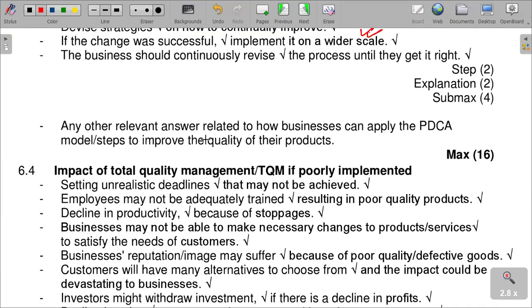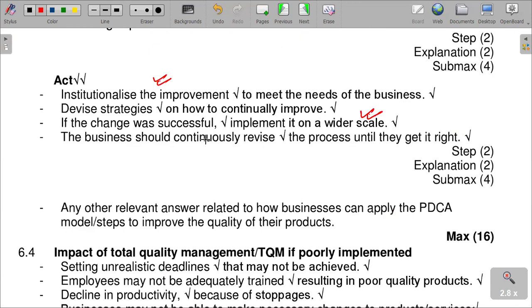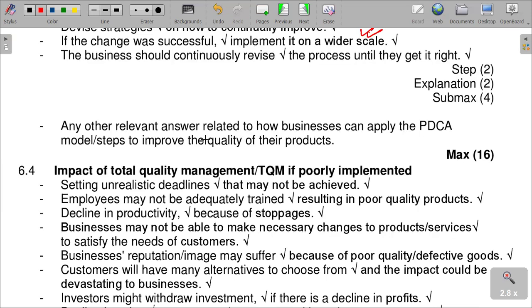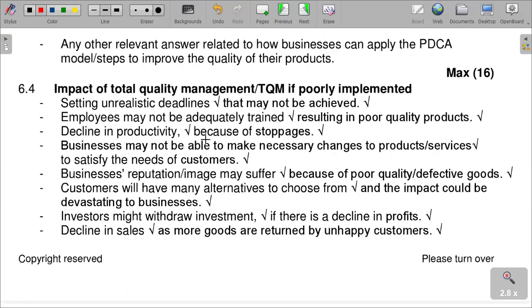So we are saying plan, do, analysis stage. And then the other part of the question is saying analyze the impact of total quality management to a business if it is poorly implemented. If total quality management is poorly implemented, it is because of certain factors. So the impact when it is poorly implemented, one, it is caused by setting unrealistic deadlines that may not be achieved.